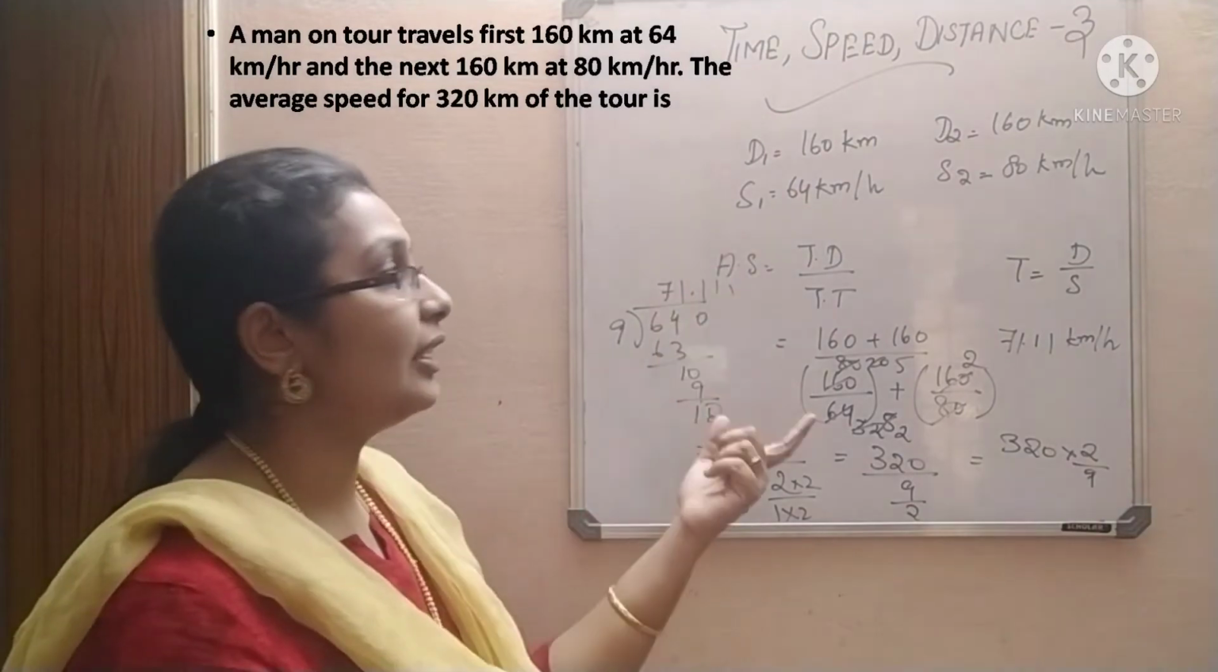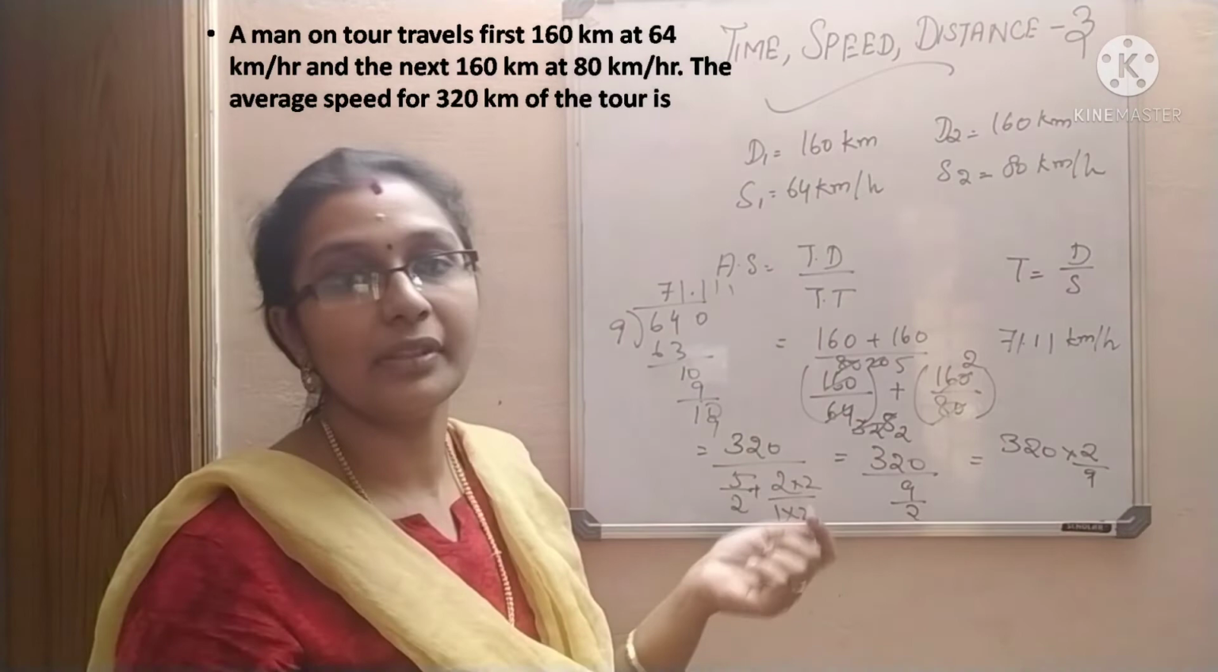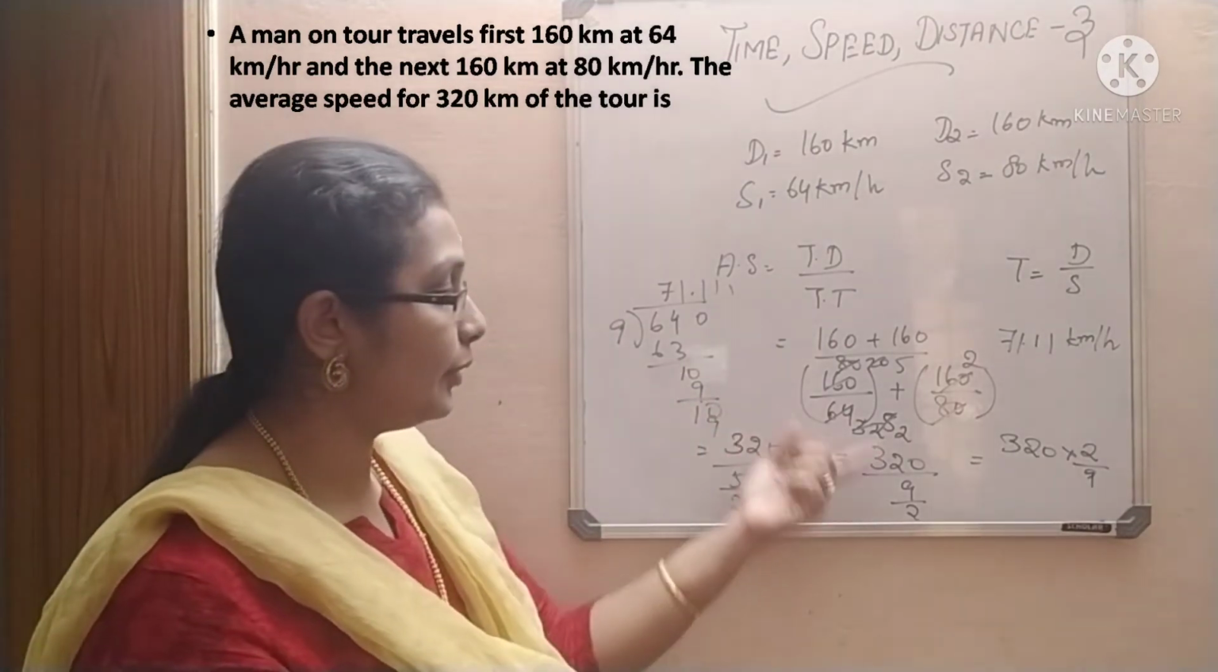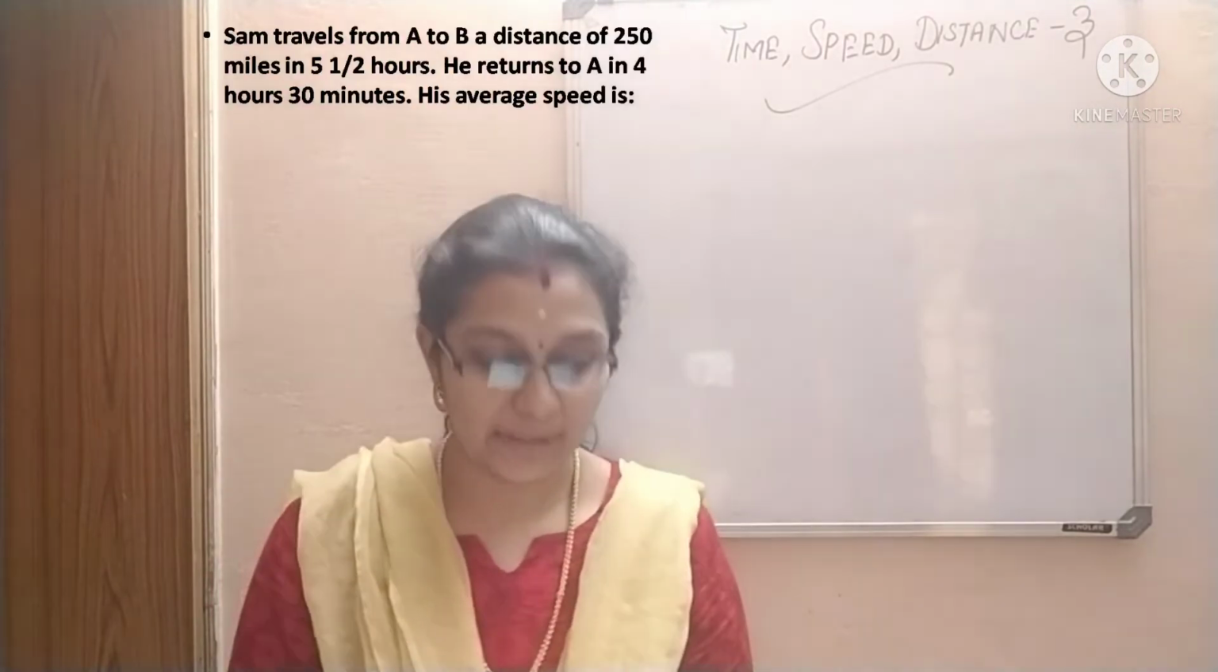This is nothing but the average speed. Here time is not given. Instead of time we will substitute distance by speed, which is given in our question. Then you can easily find the answer. Clear? Yes. See the next question.